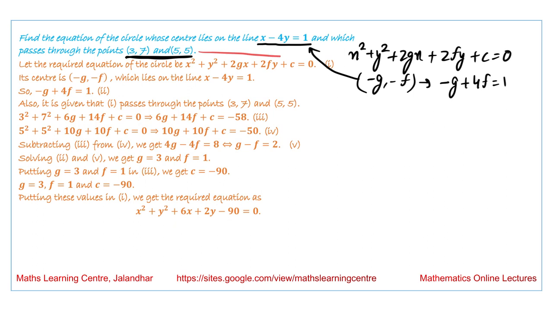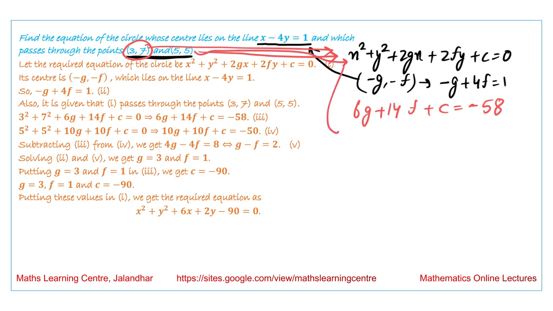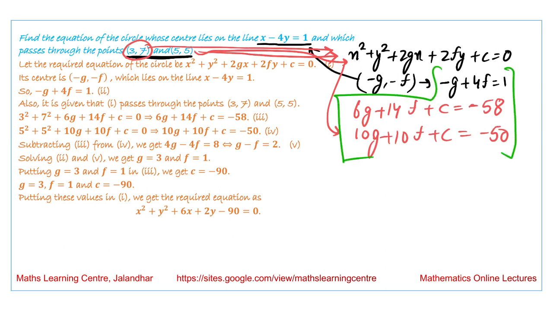Now this circle passes through these 2 points, so it satisfies these two equations. So when we substitute 3 comma 7, we obtain the equation in the form 6g plus 14f plus c is equal to minus 58. And when we substitute the point 5 comma 5, we obtain the equation as 10g plus 10f plus c is equal to minus 50.